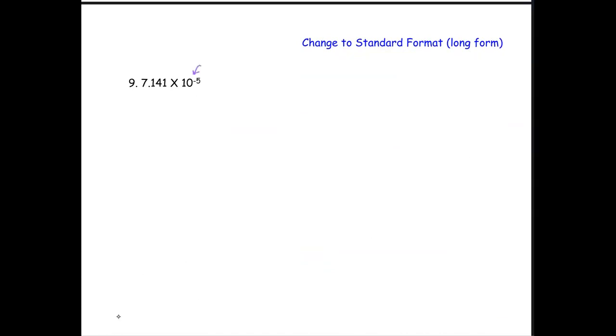The exponent tells me I'm moving left, and I'm going to be moving left 5 spaces. 7.141. 1, 2, 3, 4, 5. Fill in the empty bubbles with zeros. And give it a circle.